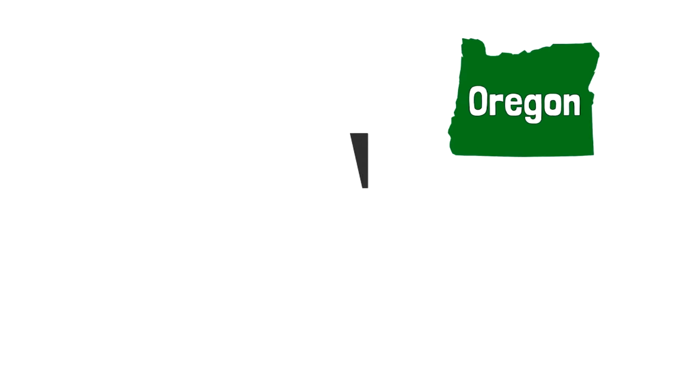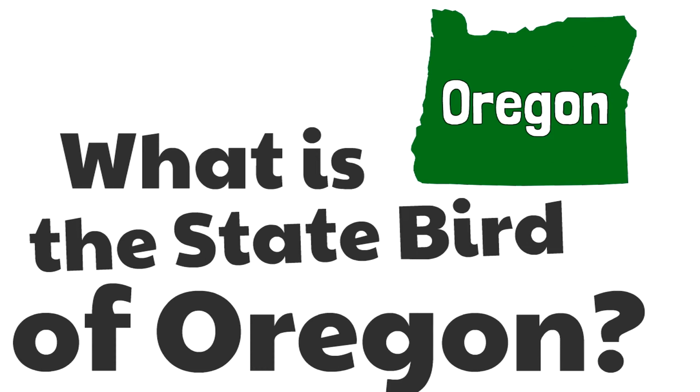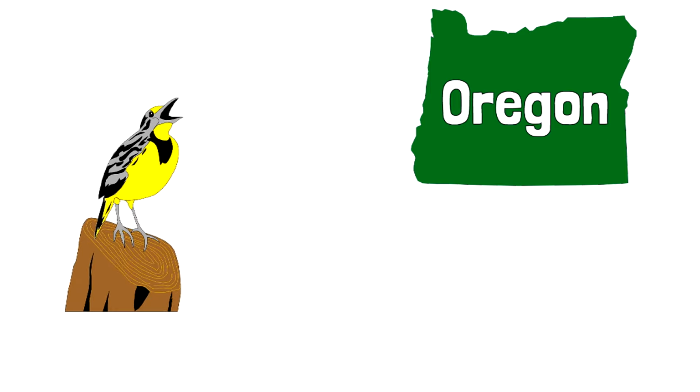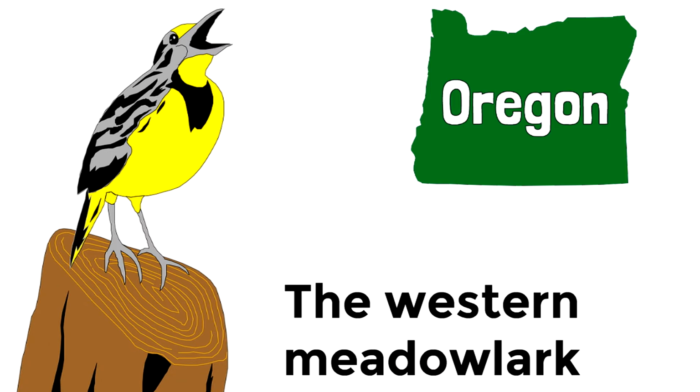We hope you're ready for our final question. What is the state bird of Oregon? The state bird of Oregon is the Western Meadowlark. The Western Meadowlark, a bird that has a yellow belly that's a little bit chunky. Western Meadowlarks love the beautiful wide open spaces of Oregon and love feasting on insects. That's their favorite treat.